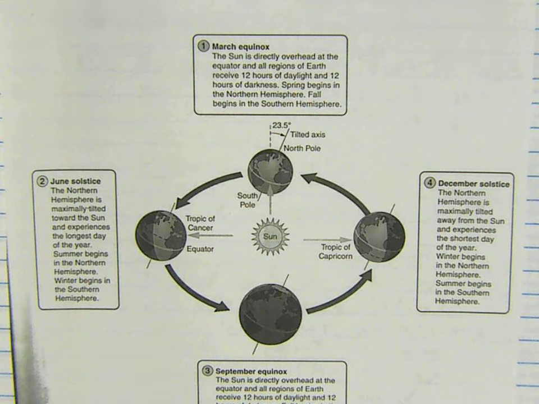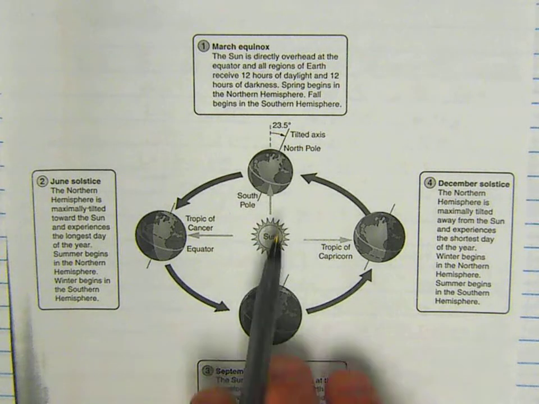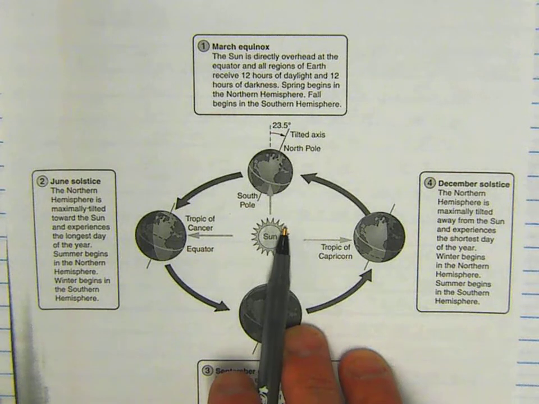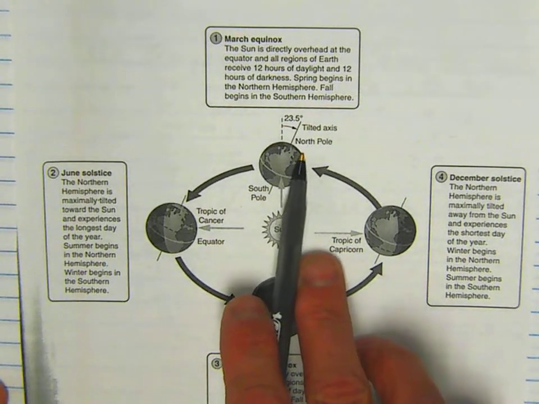All regions of the Earth receive, you can see, about 12 hours a day of sunlight, or daylight, if you will, and 12 hours a day of darkness. This is the start of the spring in the northern hemisphere, where we are, and the start of the fall in the southern hemisphere, down in Australia, that area, down under the equator.